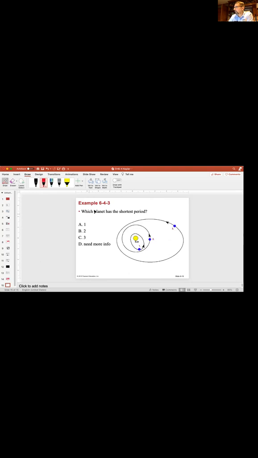And this is the material of today. Launch it. Which planet of the three there, and they're all pretty eccentric. Well, 2 is pretty circular, isn't it? But 1 and 3 are pretty eccentric ellipses.